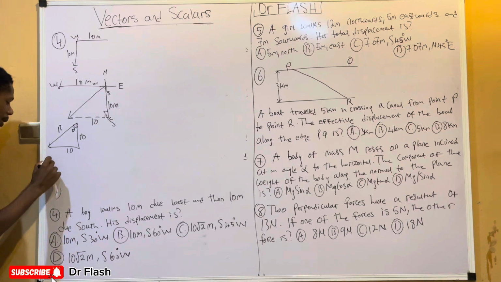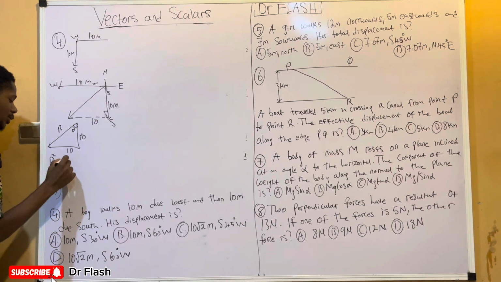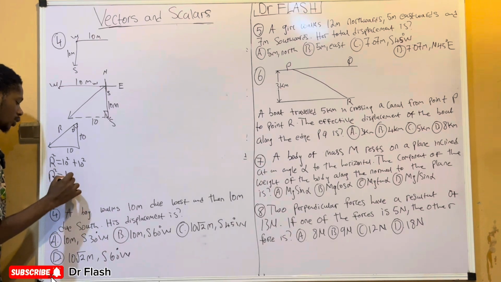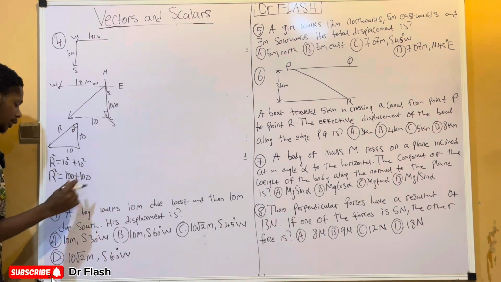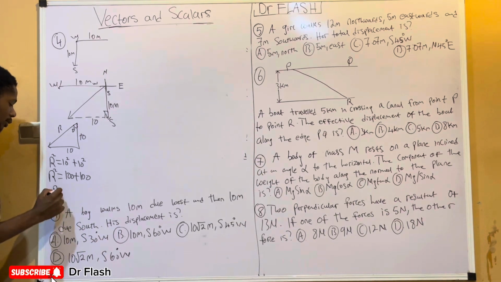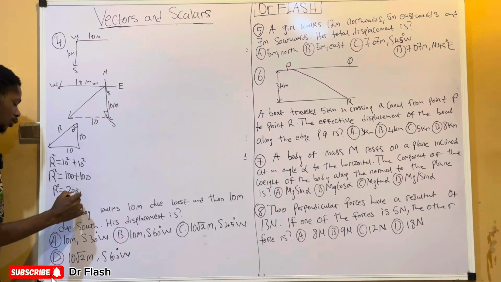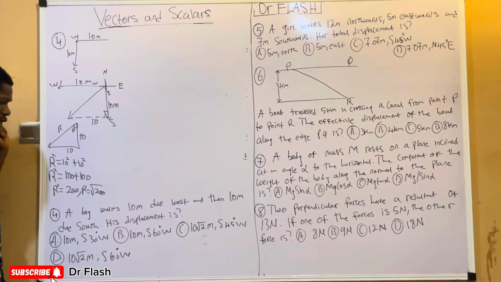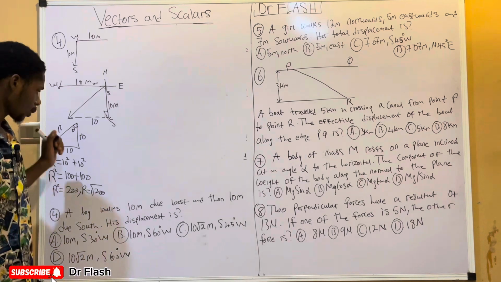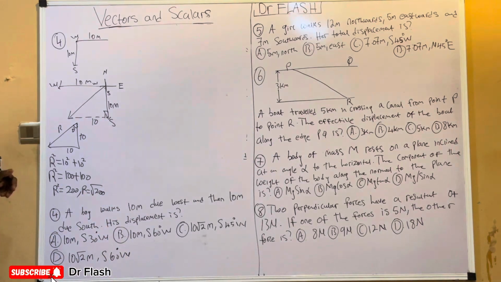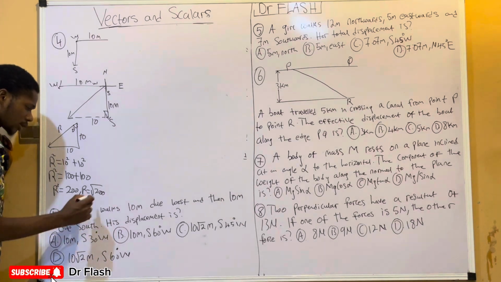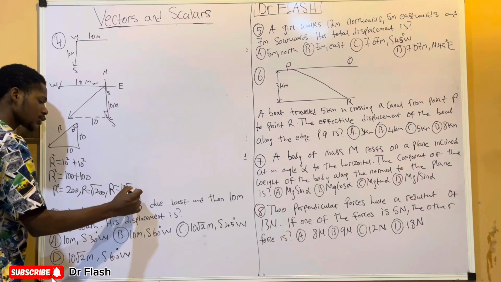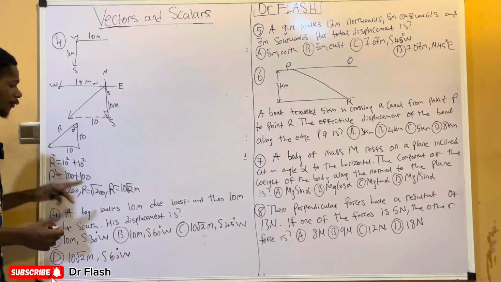The resultant. Remember, resultant squared is equal to the other side squared plus the other side squared. That means r squared is equal to 10 squared is 100 plus 10 squared is 100. So r squared is equal to 200, which means r is equal to the square root of 200. Now, what is the square root of 200 in short form? That will be 10 root 2. That means r is equal to 10 times the square root of 2 meters. That is the displacement.